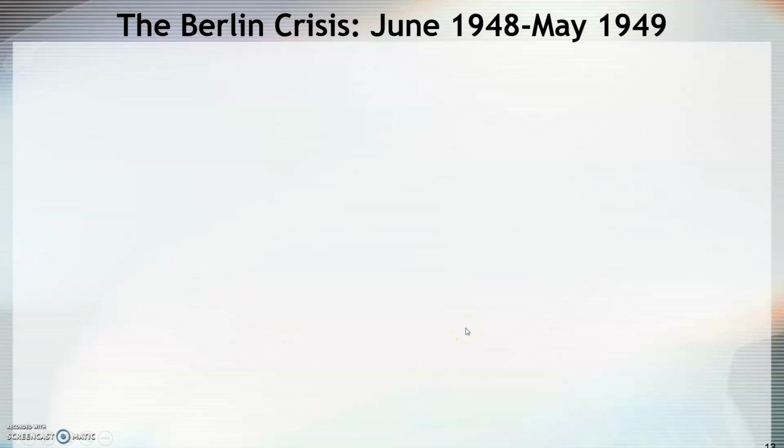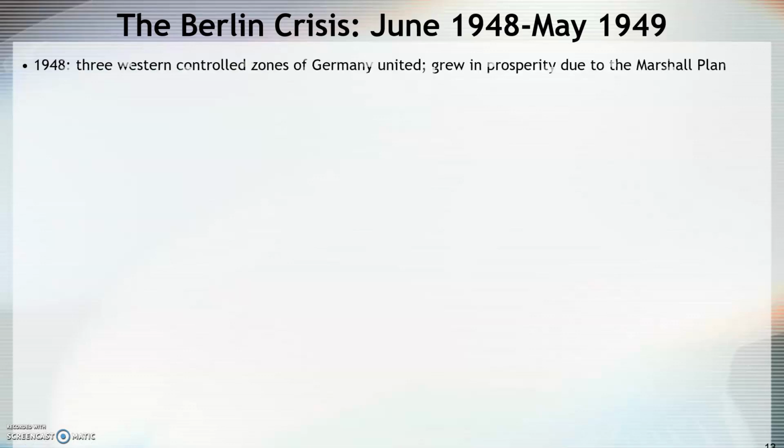Alright. So, one of the first major events is the Berlin Crisis, which occurs from June of 48 to May of 49. If you guys remember, we briefly touched upon this at the end of World War II, but once Germany was invaded, it was divided into 4 parts. There were the 3 western parts, being the French zone, the British zone, and the American zone, and then there was the eastern part being the Soviet zone. The 3 western parts would later become West Germany, and the eastern part would become East Germany.